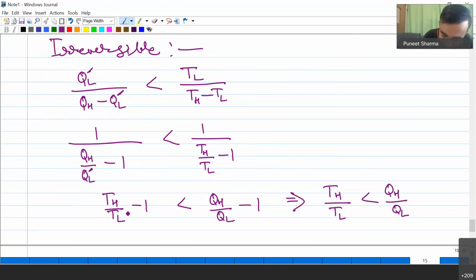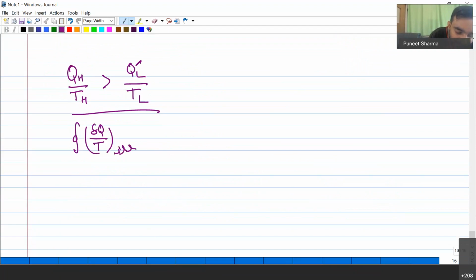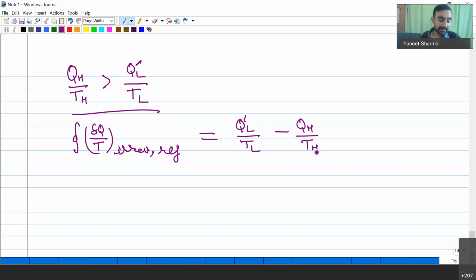So in order to differentiate, let me use the symbol Q dash L for irreversible. If I use the same symbol, then it may create confusion. So we know that for an irreversible refrigerator also, the cyclic integral of del Q by T was nothing but Q dash L divided by TL minus QH divided by TH. So this was our cyclic integral of del Q by T for the irreversible refrigerator.